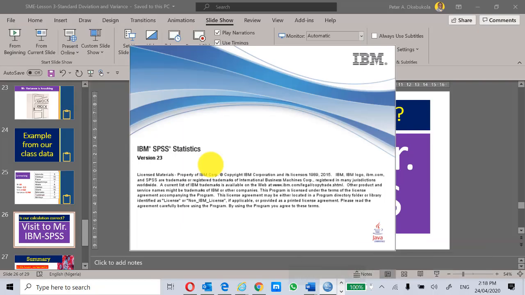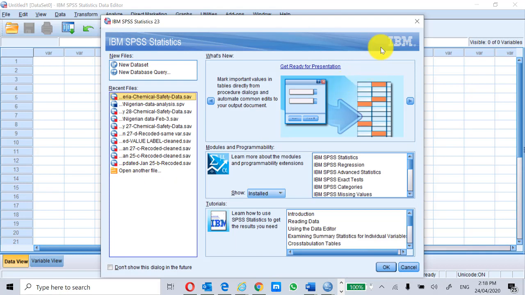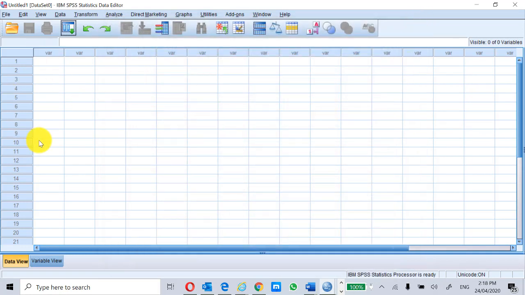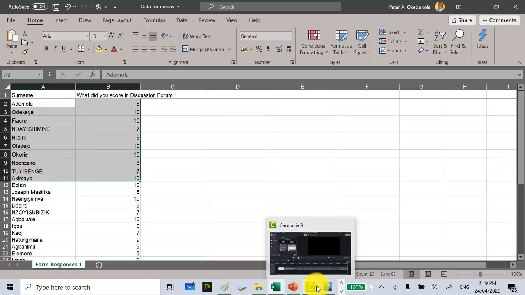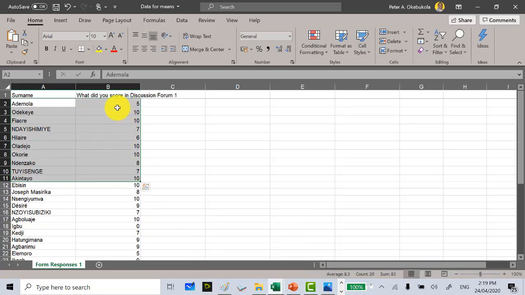SPSS. So I have IBM SPSS Statistics version 23 loading now, and it comes up here. So it's giving me data view, variable view is open. What can I do for you? Yes, what you can do for us in this class is to help us find the mean, standard deviation, and variance of the scores. Let's look for the scores. Yeah, so these are our scores. We'll just take these ones from here.